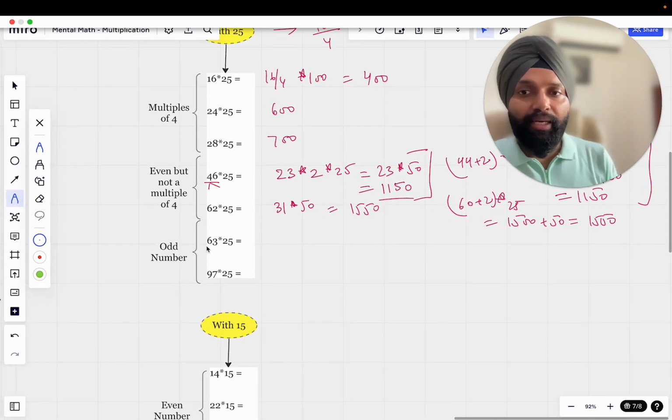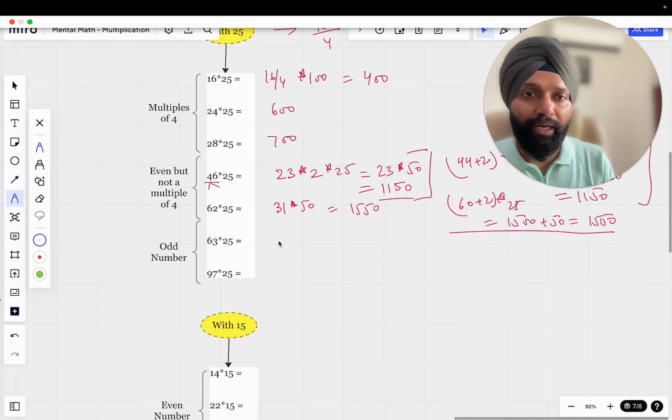Okay, so now let's say we have an odd number. So in this case, only this method will work. Okay, so what I do is I write it as 60 plus 3 into 25. So what I get is 60 into 25 is just 1500 plus 75. So I get 1575.